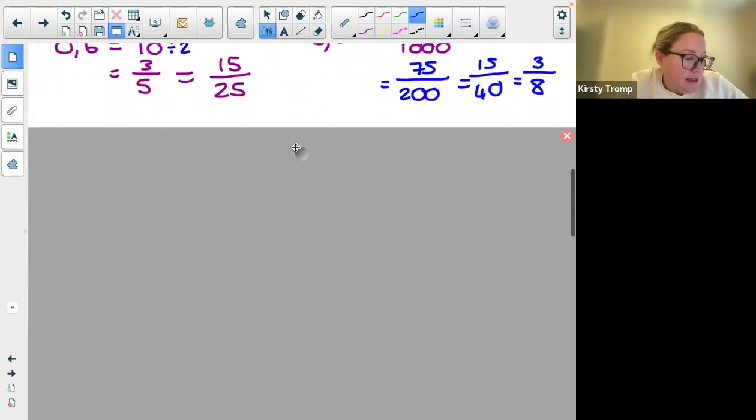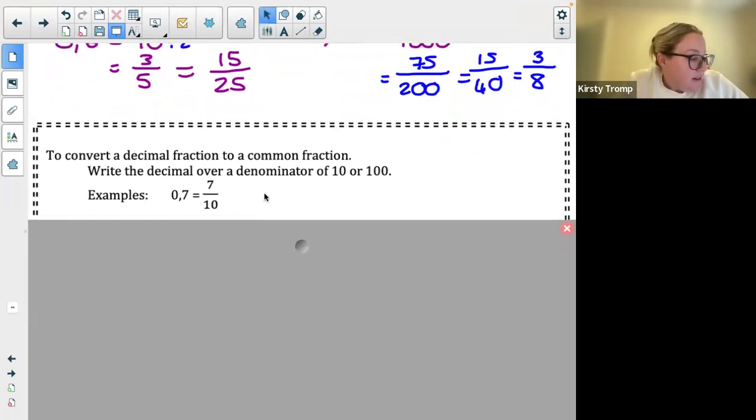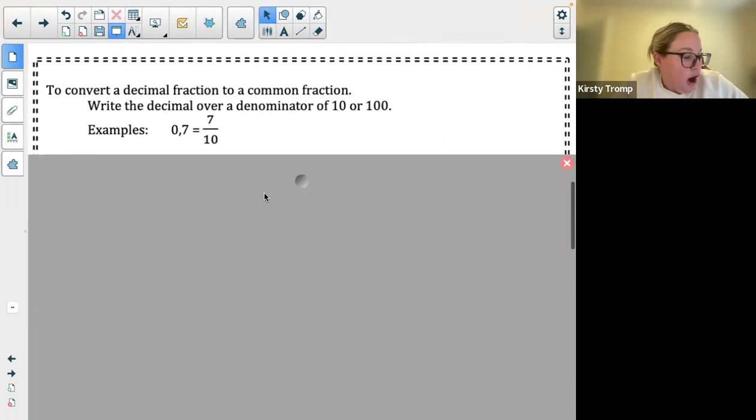All right, let's have a look at our next section. In our next section, we're saying to convert a decimal fraction to a common fraction, write the decimal over a numerator of 10 or 100. So that's what we were just practicing doing. We were practicing that 0.7 was equal to 7 over 10. So 0.7 is the same thing as saying 7 over 10.